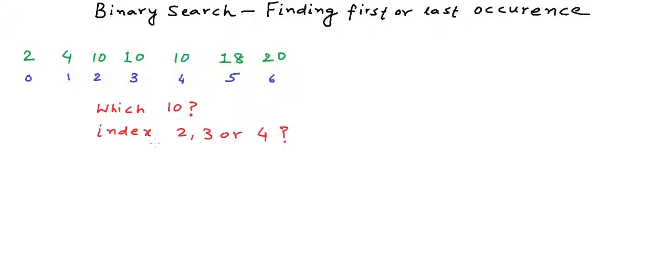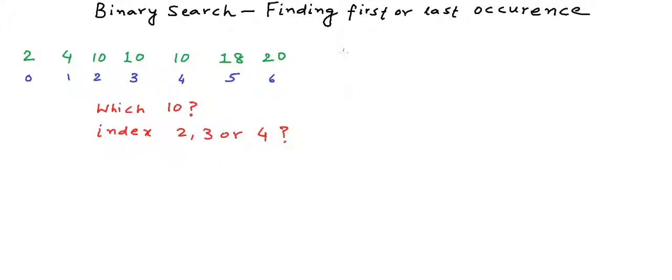We could return index 2, we could return index 3, or we could return index 4. The normal binary search implementation that we saw previously exits as soon as it finds any occurrence of a number in the array. So there is no guarantee that we will find the first occurrence or the last occurrence. Now in this lesson we will see 2 different variations of binary search. One variation will always give us the first occurrence of a number in the array, and another variation will always give us the last occurrence of the number that we are searching for in the array.